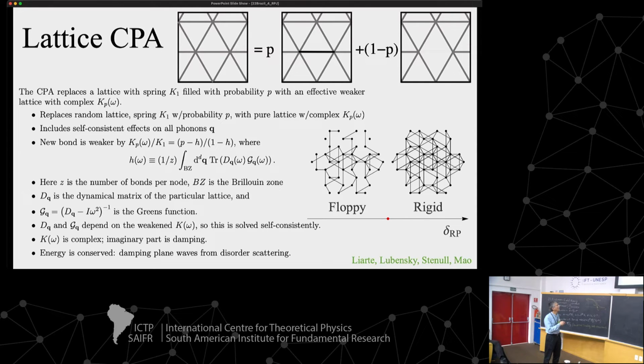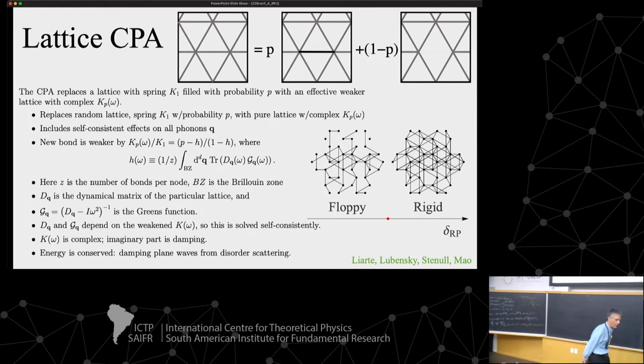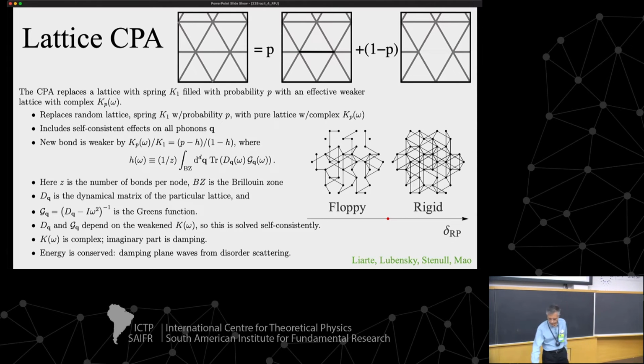Now, dynamical matrix, Green's function, so these guys are written in terms of K of omega. Okay, that's what makes it a self-consistent thing. K of omega is complex, the imaginary part is damping, we said that, energy is conserved, and the damping has plane waves bouncing off of the dirt. Questions? This is not what we're going to do.